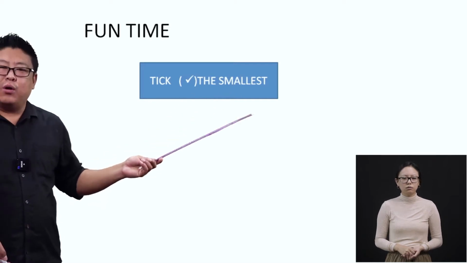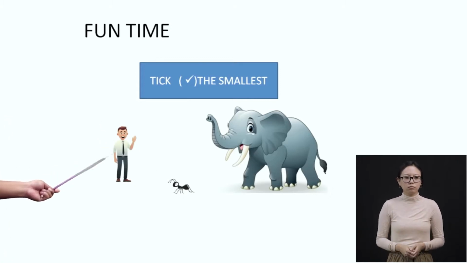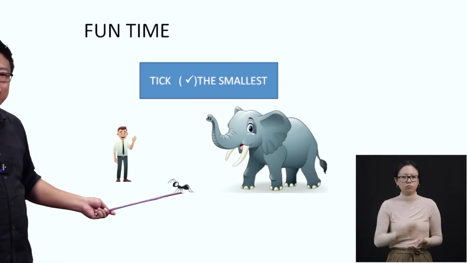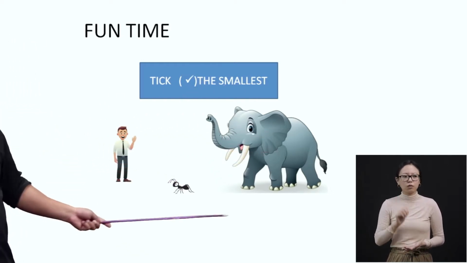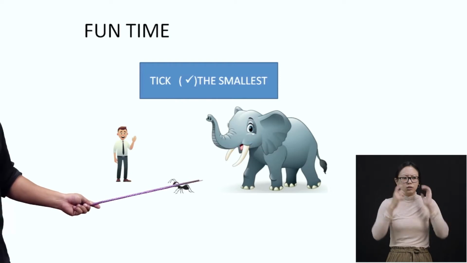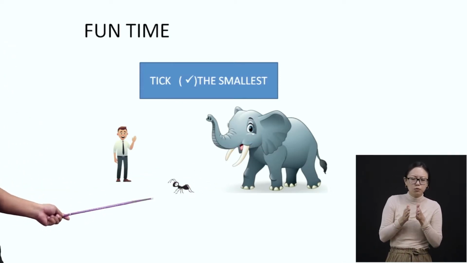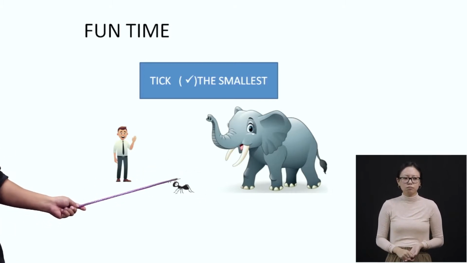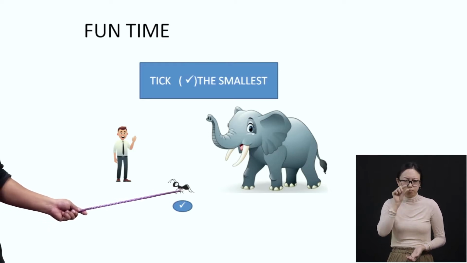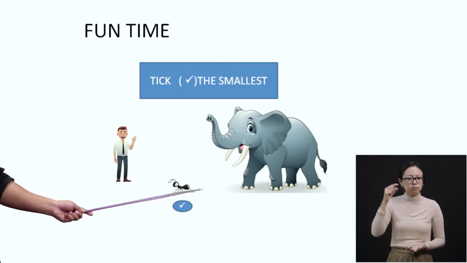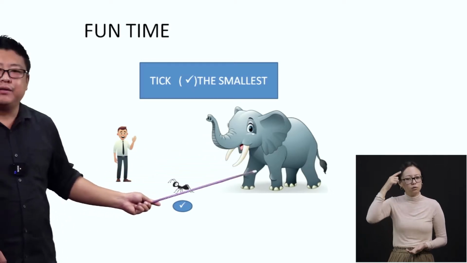Tick the smallest. Let's look at the example. We have here a man, an ant, and an elephant. Now just look at this picture. Study this picture. You will see that the ant is the smallest. It is very tiny. It is the smallest among the three of them. So we will put a tick mark below the ant to mark that this ant is the smallest among the three of them. All right, children?